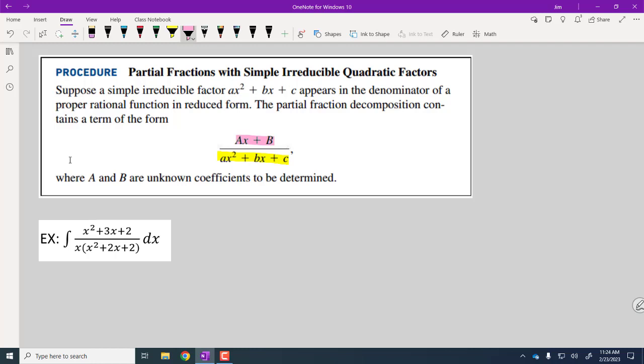So the idea is that we want to create this fraction so that it's a proper fraction, so the power in the numerator is less, but we want it to be the most general polynomial in the numerator that still makes it a proper fraction. So if the denominator is a quadratic, the numerator can be up to a linear and still be proper. So that's going to be what we do.